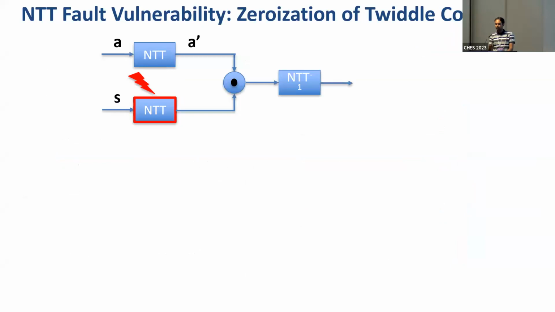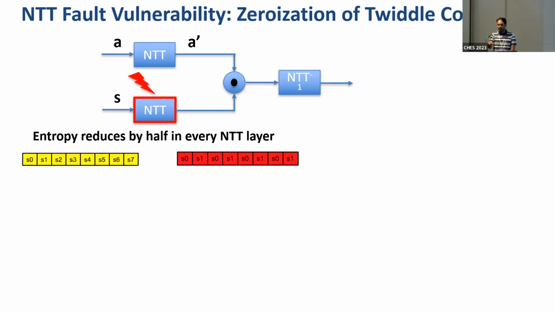Now what happens when you inject a fault? Upon injecting a fault where you zeroize the entire twiddle factor array, the entropy of the input reduces by half in every entity layer. Just to give you an idea, let's say you have an 8 input entity, which has 8 coefficients from S0 to S7. If you zeroize the twiddle array, the entity output is nothing but the first 2 elements S0, S1, which is just repeated n by 2 times. So you see that the entropy of the output of the entity operation is drastically reduced.